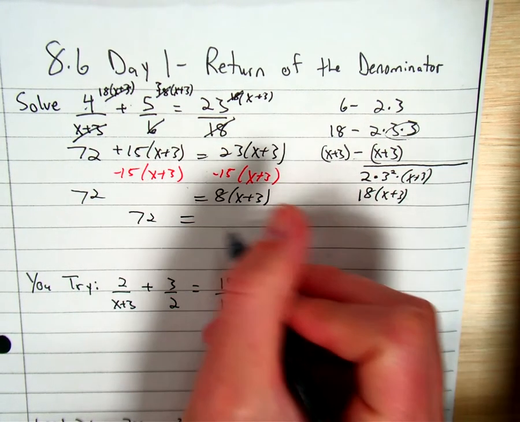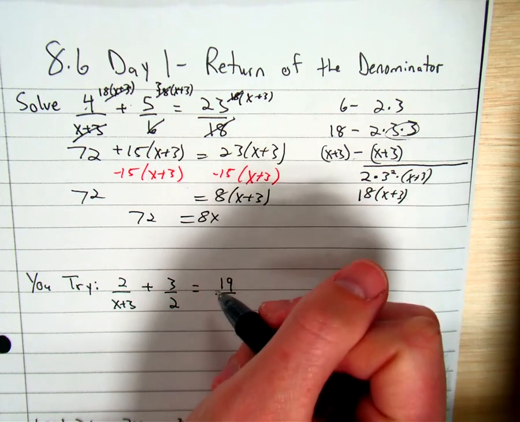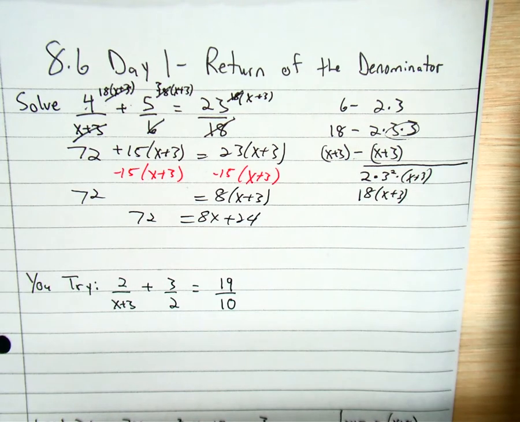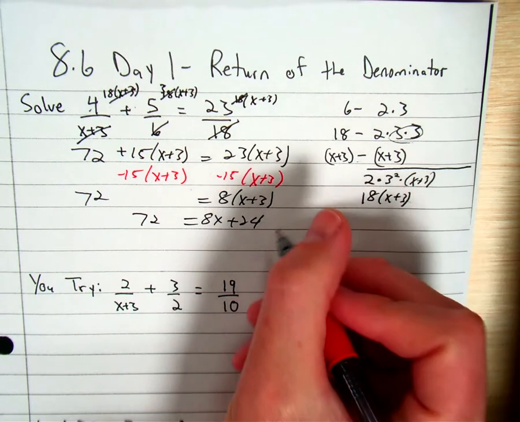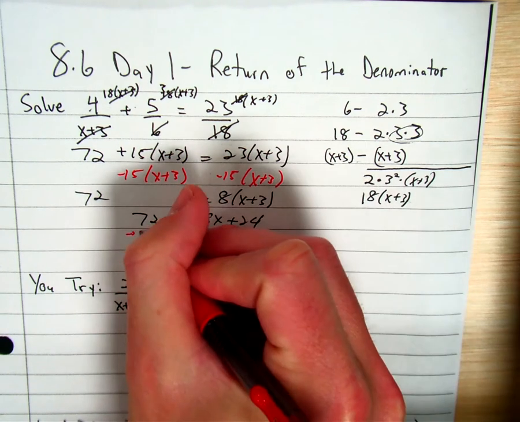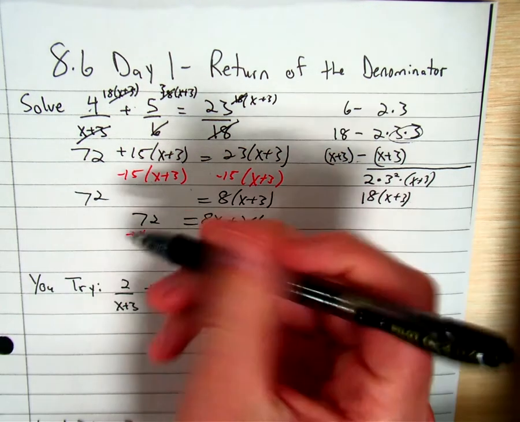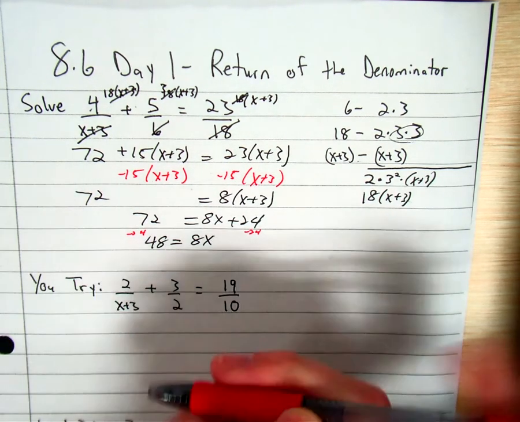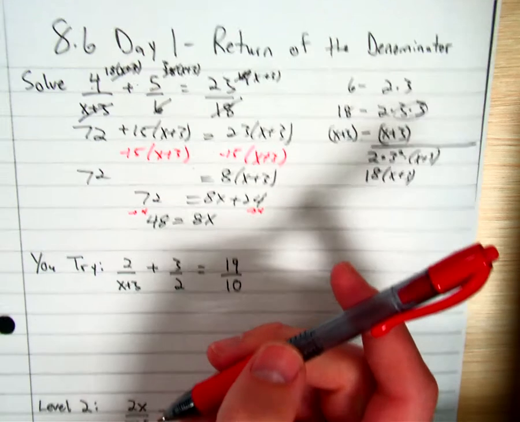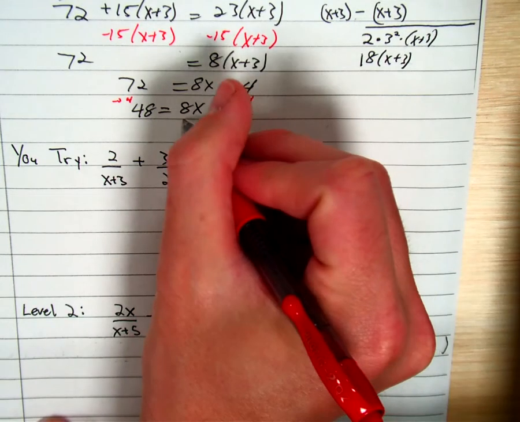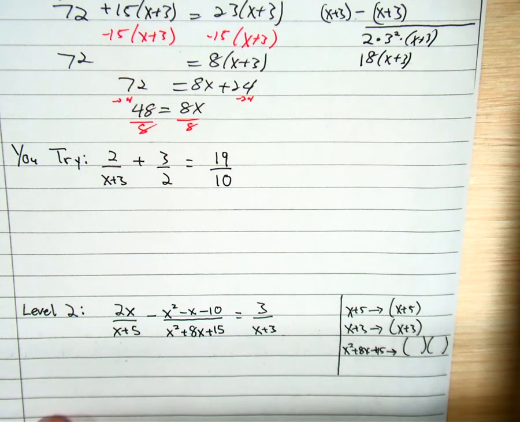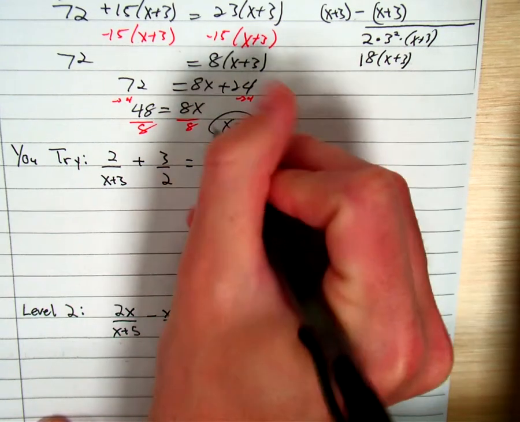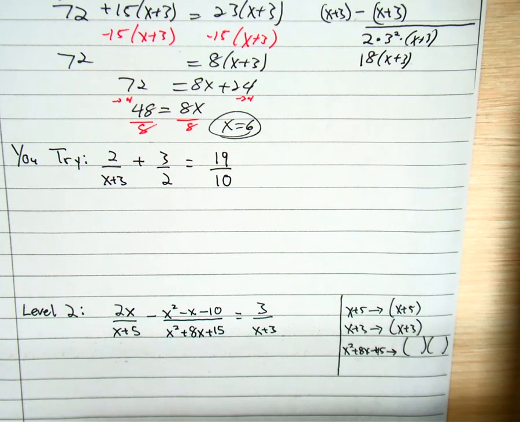Multiply this through, 8 times x. 8 times 3 is 24. Minus the 24, 48 equals 8x. We're going to divide by 8. X should equal 6. Ta-da!